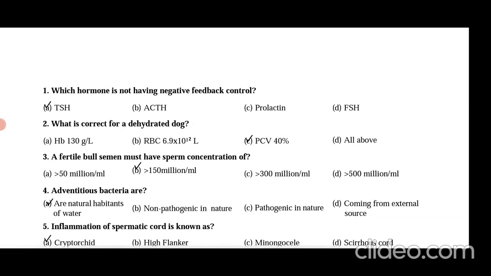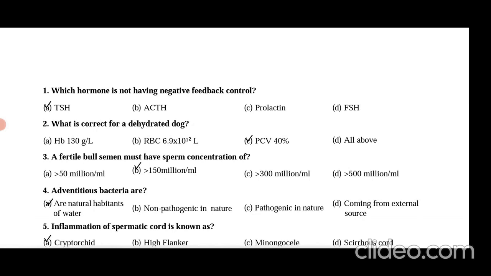A fertile bull semen must have a spermatozoa concentration of 150 million per ml, or 1500 lakh per ml. That is the concentration of sperm in fertile bull semen. Adventitious bacteria are natural inhabitants of water.